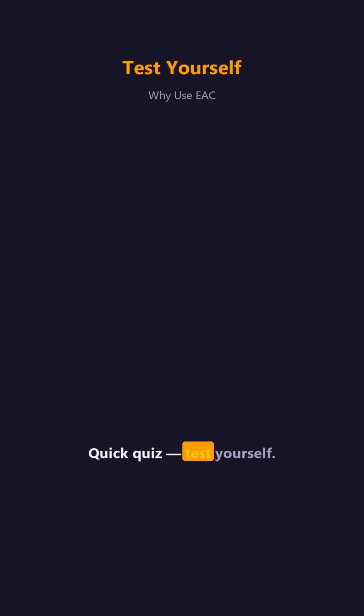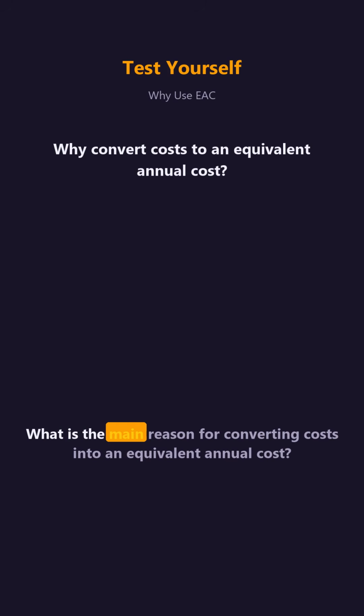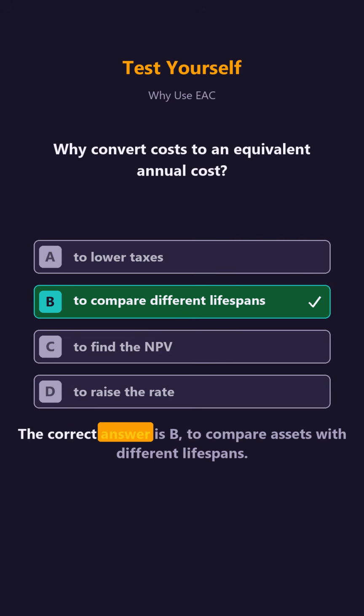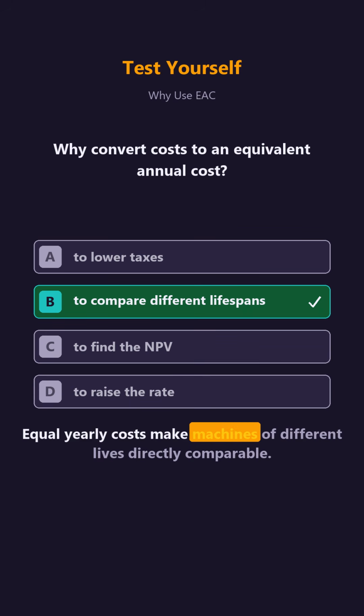Quick quiz, test yourself. What is the main reason for converting costs into an equivalent annual cost? Here are your 4 options. Pause the video and solve it now. The correct answer is B, to compare assets with different lifespans. Equal yearly costs make machines of different lives directly comparable.